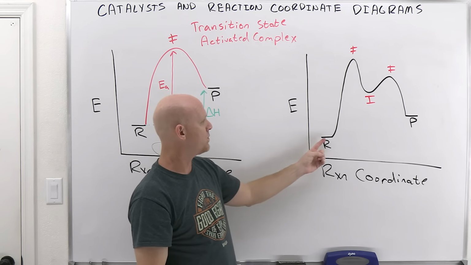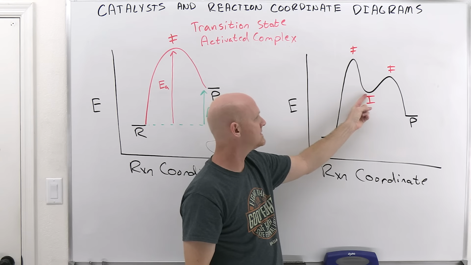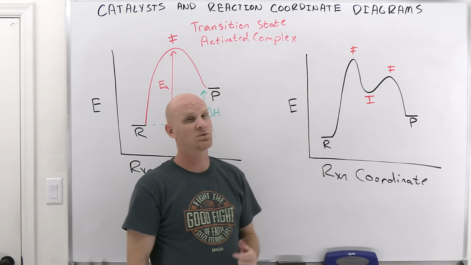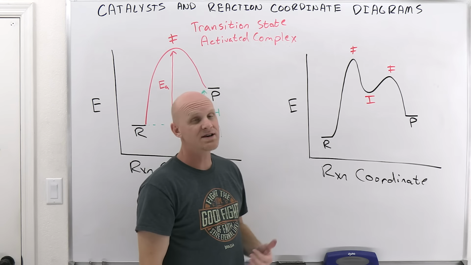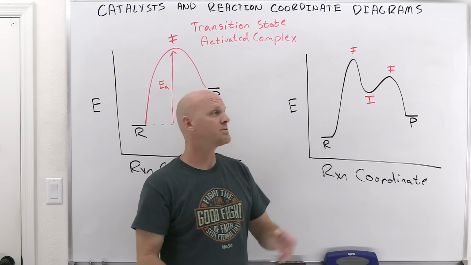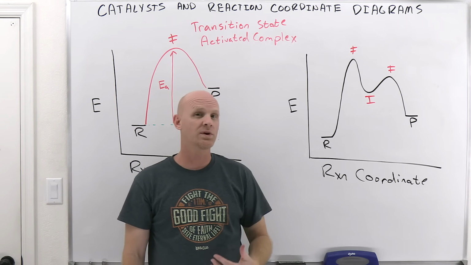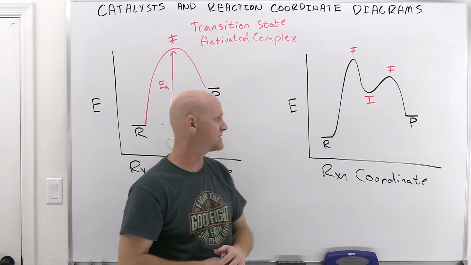And so in step one, your reactant turns into the intermediate, and in step two, your intermediate turns into the product. And that's the way this is going to work. And so you always have one fewer intermediates than steps. So a two-step reaction is going to have one intermediate. A three-step reaction would have two intermediates, so on and so forth.